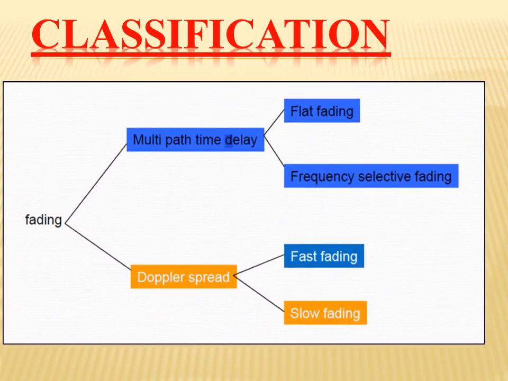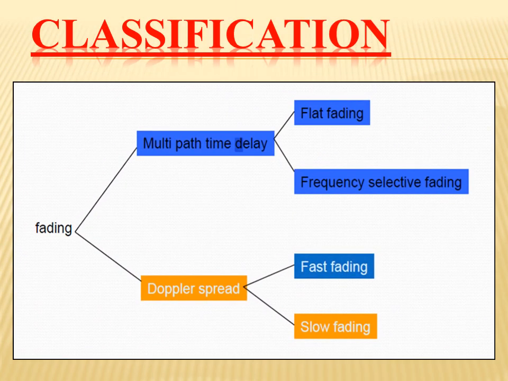Here is the classification on the basis of fading. It is divided into two categories. First, due to static multipath, delay spread occurs. On the basis of delay spread, flat fading or frequency selective fading is decided. Another fading is due to dynamic multipath, where Doppler spread is caused. And due to Doppler spread, we can decide fast fading or slow fading.